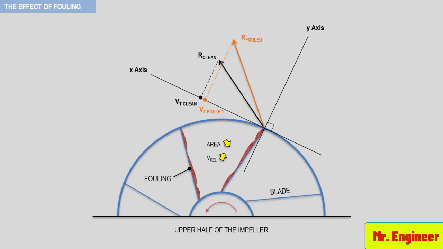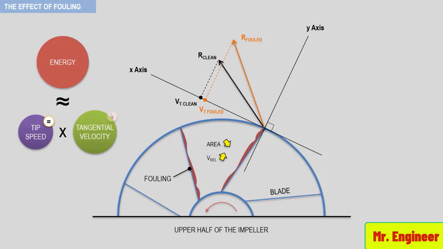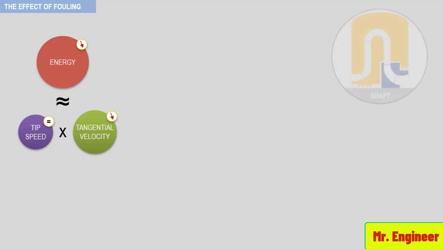Now, since the head or energy produced by the impeller is the product of the impeller tip speed, which does not change in the fouled condition, and the tangential velocity, which is reduced, then the head produced will be reduced in the fouled condition. In addition, the non-uniform distribution of the foulant will reduce the efficiency of the impeller stage. Let's have a closer look.